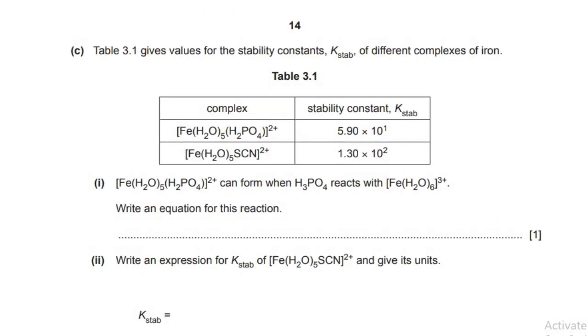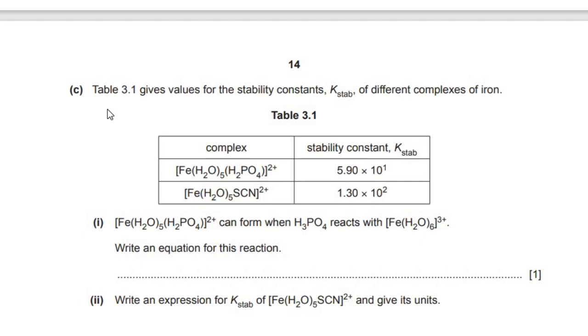Let's see the next part. Next part is question C. So question C says table 3.1 gives values for the stability constants K step of different complexes of iron, and here are the complexes given and the stability constant values given. Let's go ahead with the sub question part 1. We'll go through the table later on wherever it is required, and the stability constant values are important.